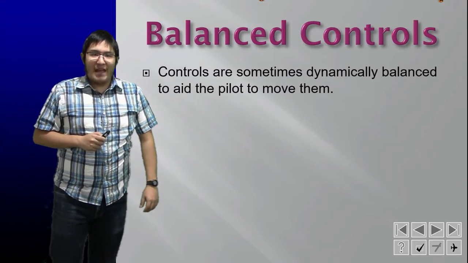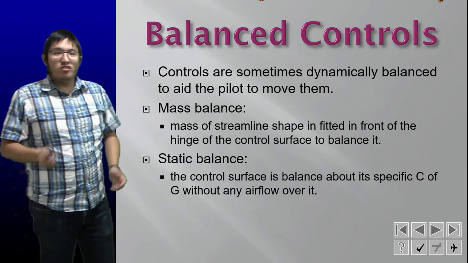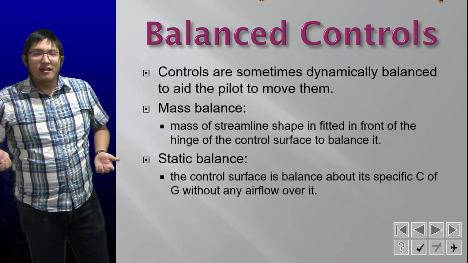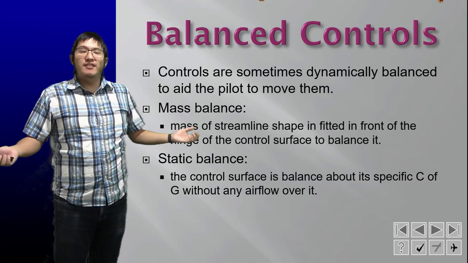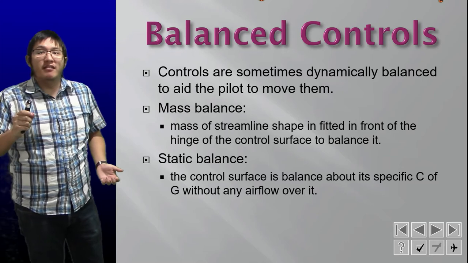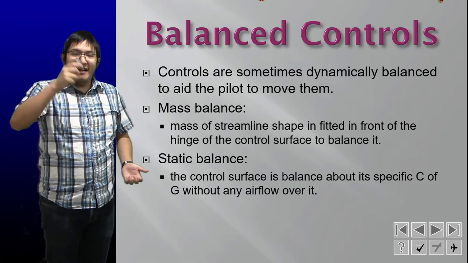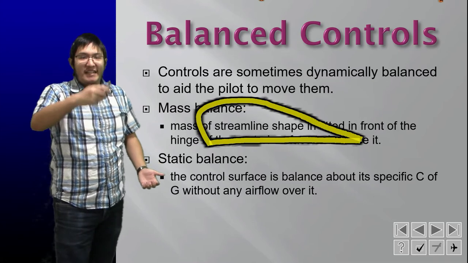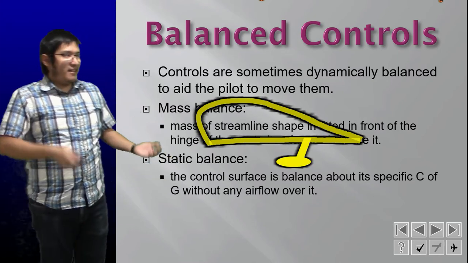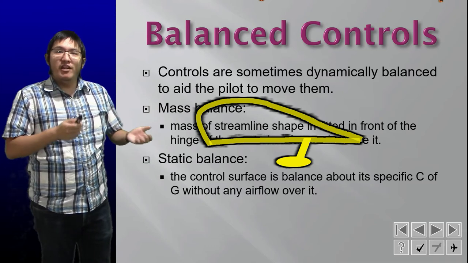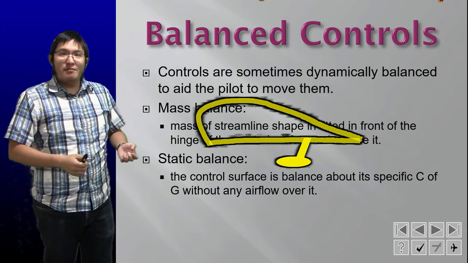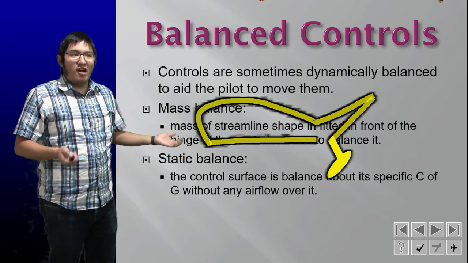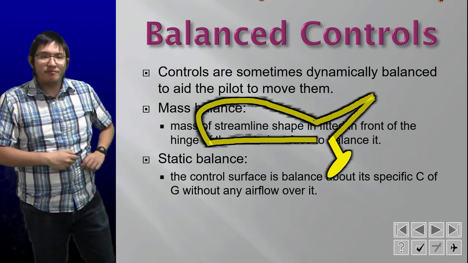Alright, balance controls. Controls are sometimes dynamically balanced to help the pilot in moving them. For example, we can have something called a mass balance. That is a streamlined shape that's fitted on the front of the aileron, right at the hinge. What that does is it adds a little bit of forward weight, which makes it much easier to actually deflect the control surface. So it is often fitted in ailerons.